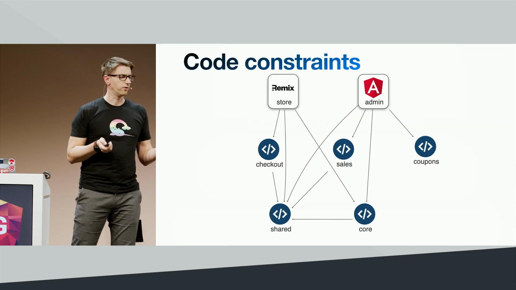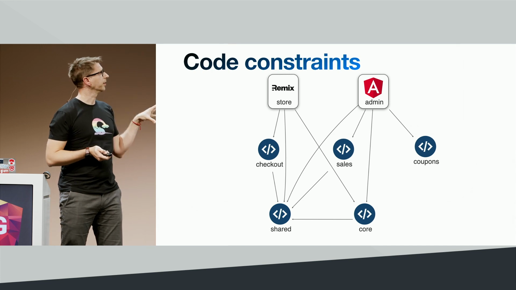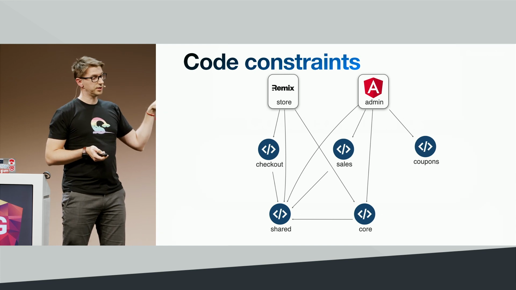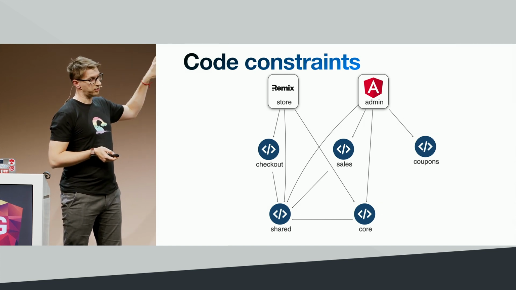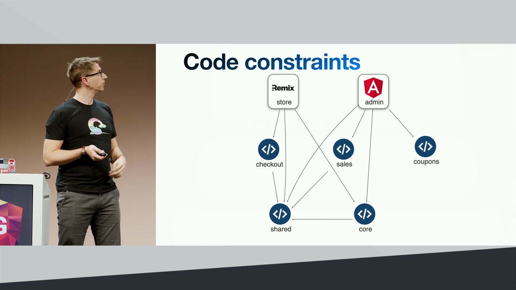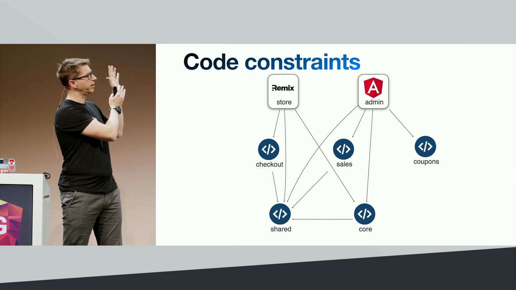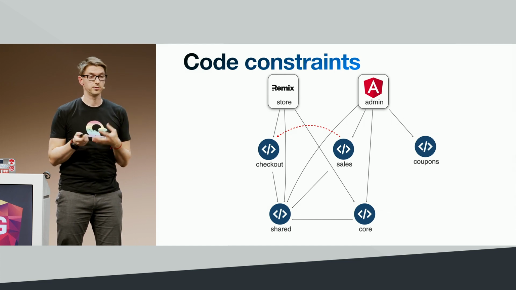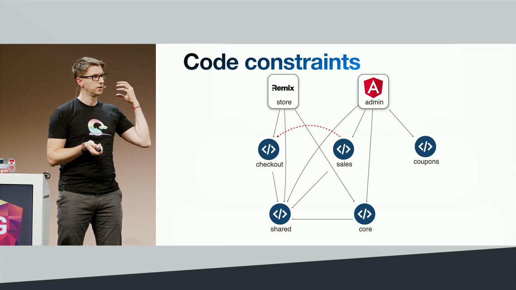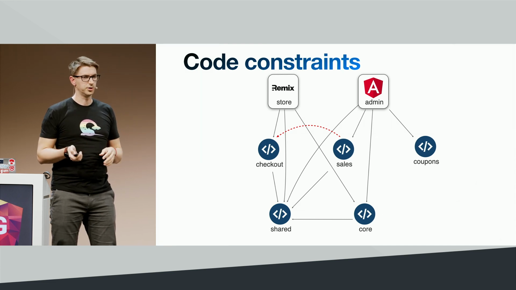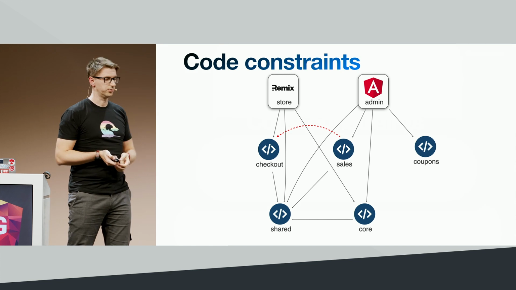So if you look at this graph, for example, we can see how things are connected. And if we say that our store, which is written in Remix and has one feature called Checkout, and our admin, which is in Angular and has two features, sales and coupons, we can assume that, for example, the left side is written in React, the right side is in Angular. So we definitely don't want our sales that have some Angular code to try to read from a library that has some React code, because there might be some weird situations. Also, the vice versa works.